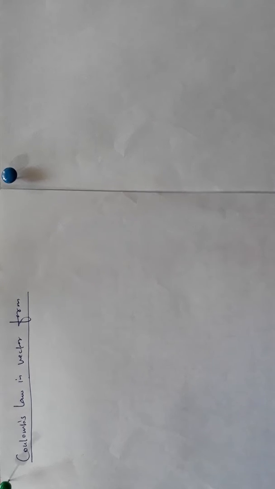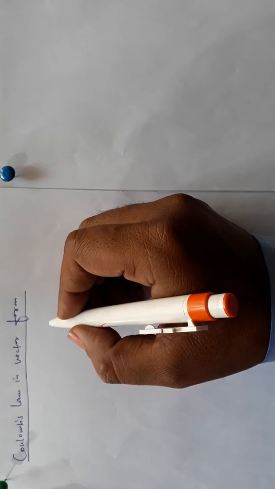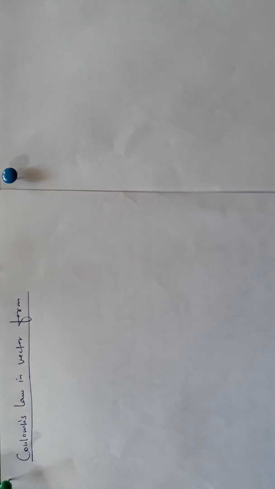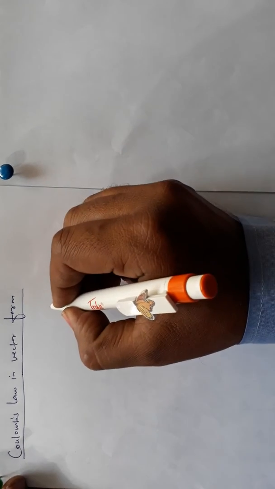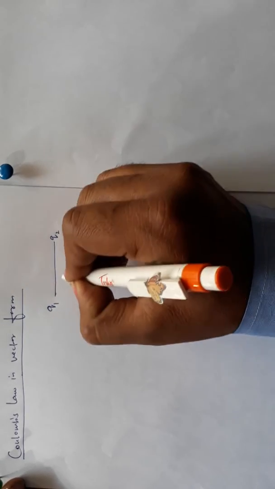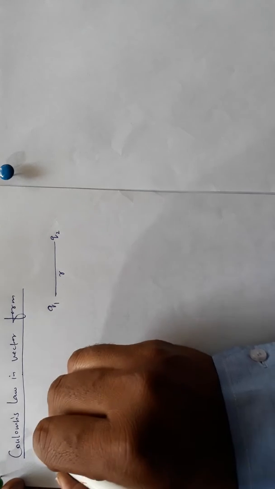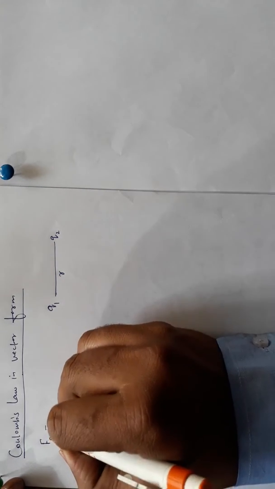Hello friends, in this video we are going to discuss Coulomb's law in vector form. Till now we have studied Coulomb's law to find the magnitude of the electrostatic force between two point charges. So if you are given two point charges Q1 and Q2 separated by a distance r, you can easily find the electrostatic force Fe between them.